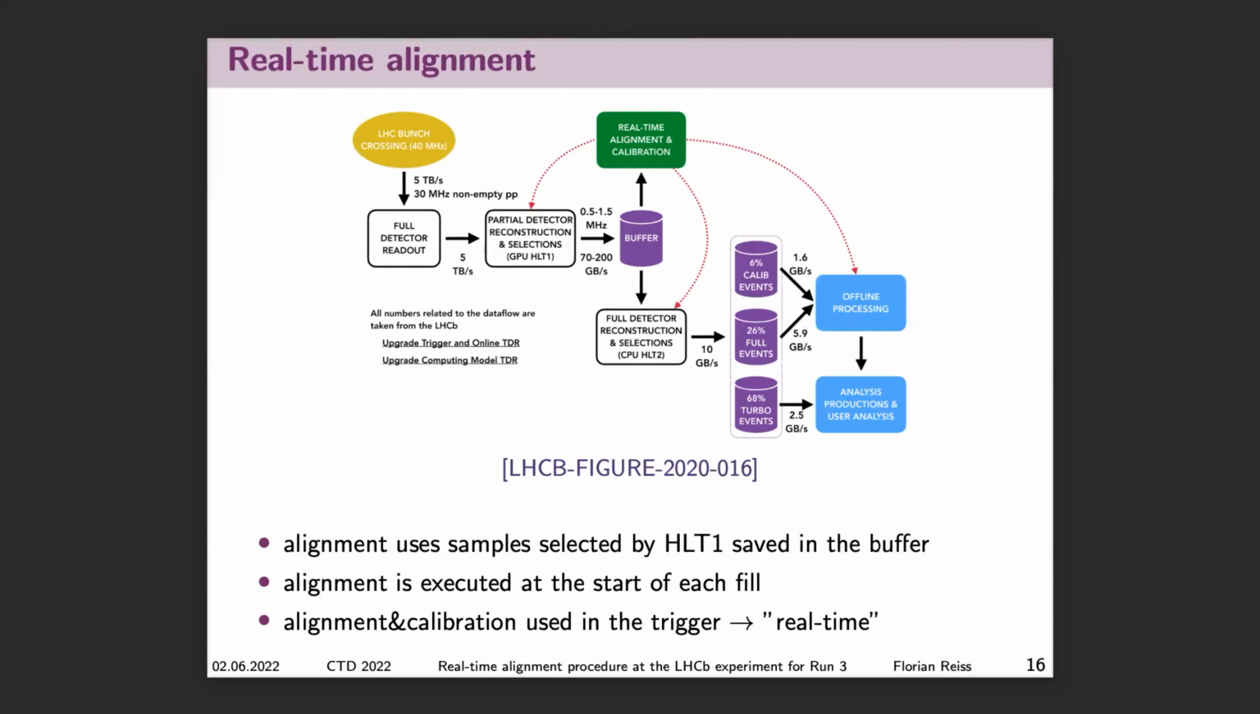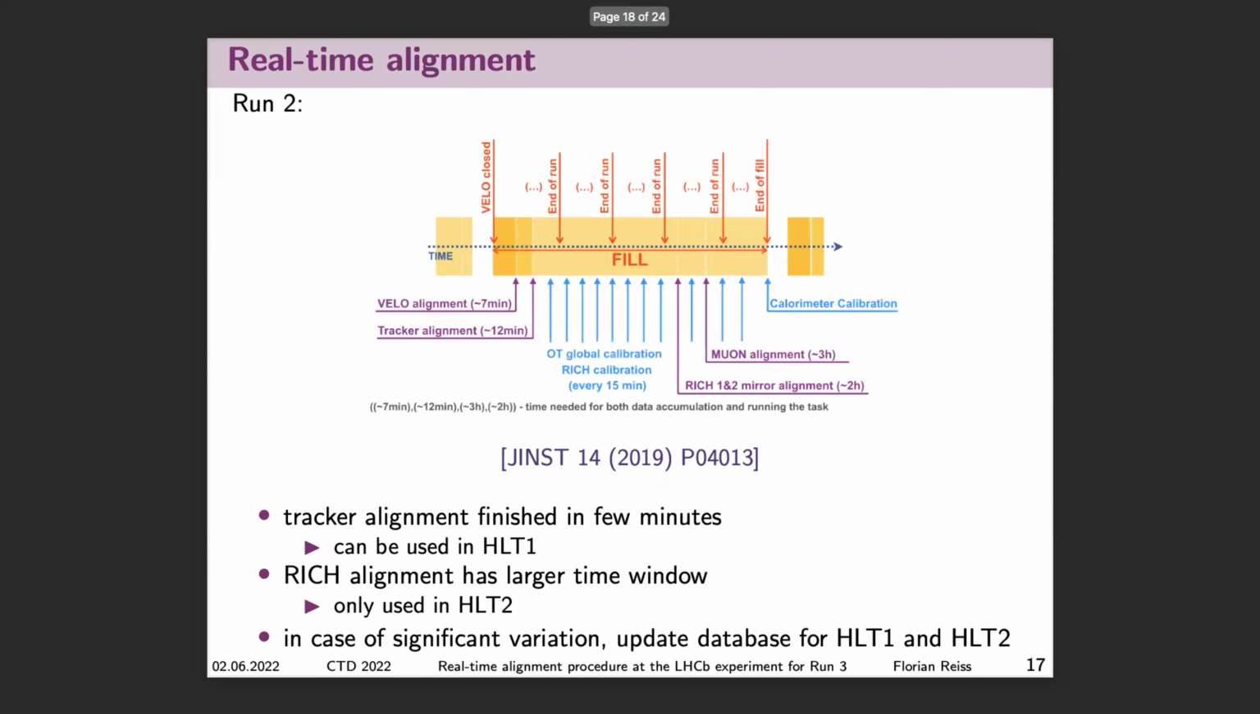For the alignment we use dedicated events selected by the GPU HLT1 trigger, which then get put onto this buffer, and we collect events and execute the alignment procedure, and then use the updated constants in HLT1 and HLT2, so that we really have this kind of real-time alignment.